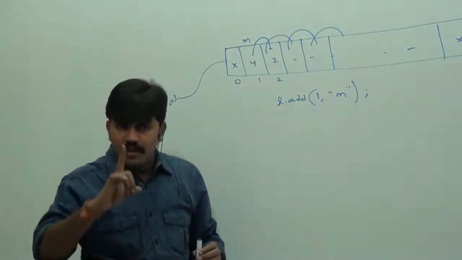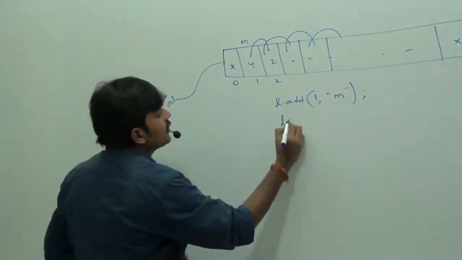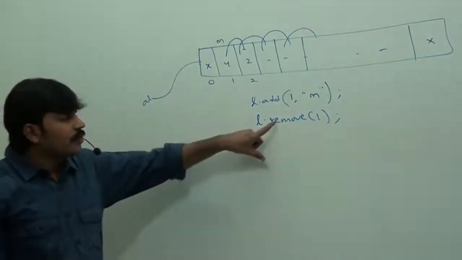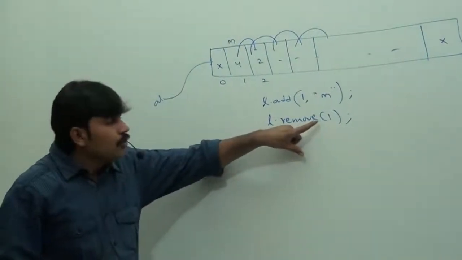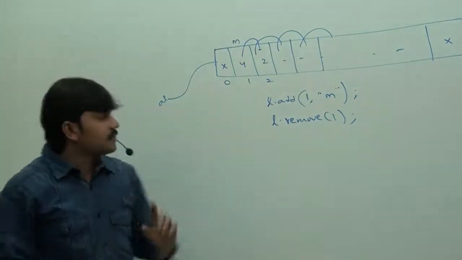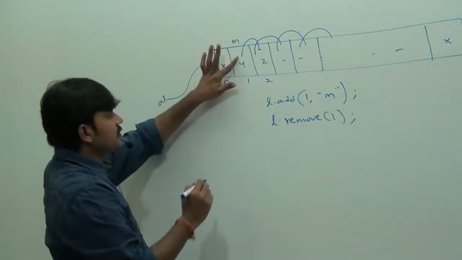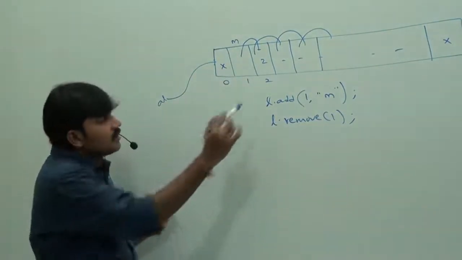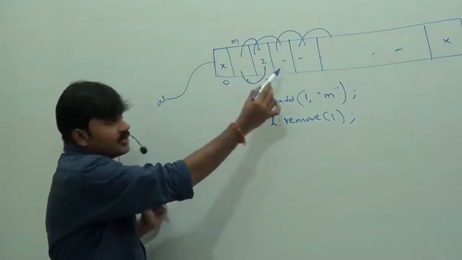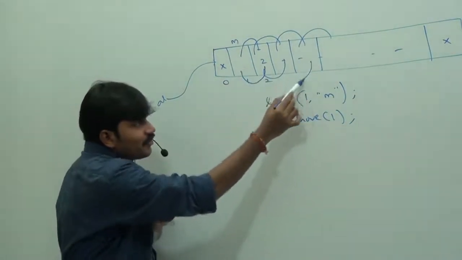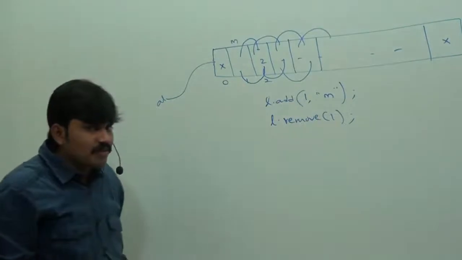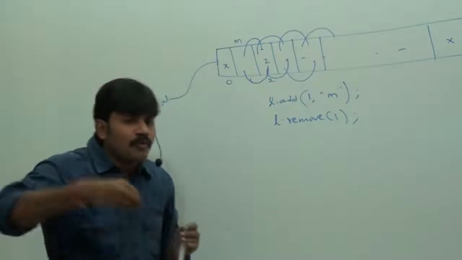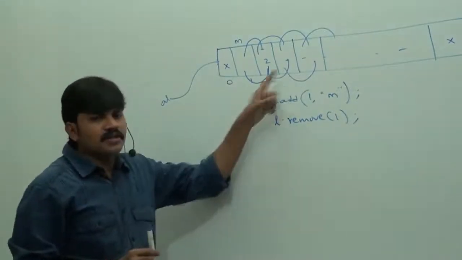This same rule applies to deletion also. l.remove(1): remove the element at index 1. If I remove it, a vacant cell should not remain in the middle. So this element should be shifted here, this one here, and this one here. How many shift operations are required once again? 1 crore. That's why if our frequent operation is removal in the middle, then ArrayList is the worst choice.